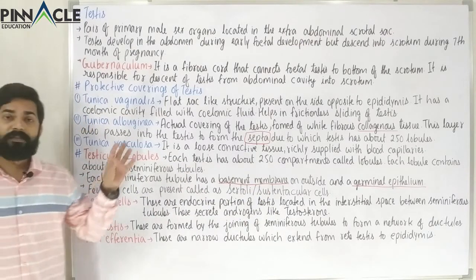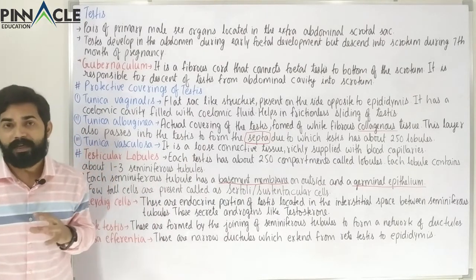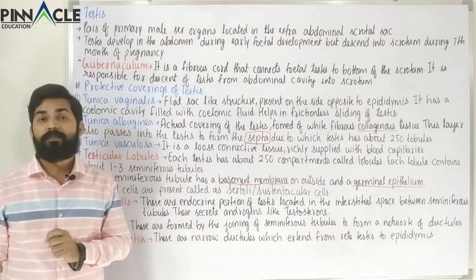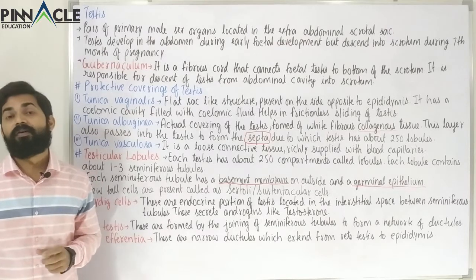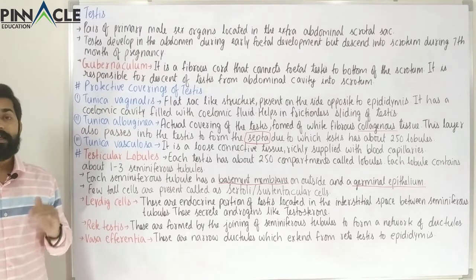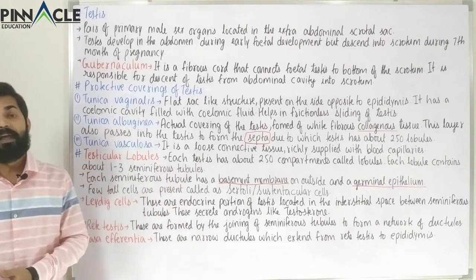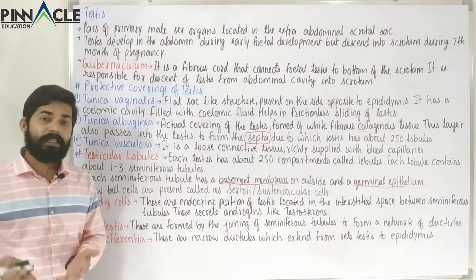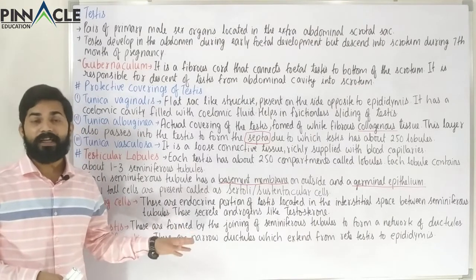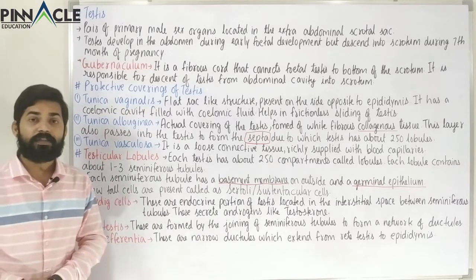Apart from that, we have just seen in the diagram that in between the seminiferous tubules there was a certain space, and that space is called the interstitial space. In those interstitial spaces, certain cells are present which are called interstitial cells, or Leydig cells. The function of these Leydig cells is obviously the production of the male androgen, that is the male sex hormone. In our syllabus, the main male sex hormone that we have to study is testosterone.